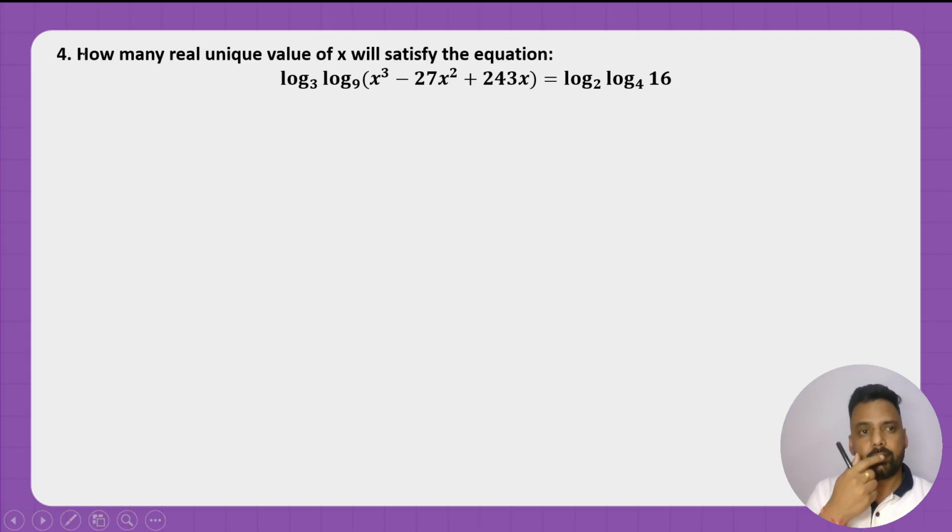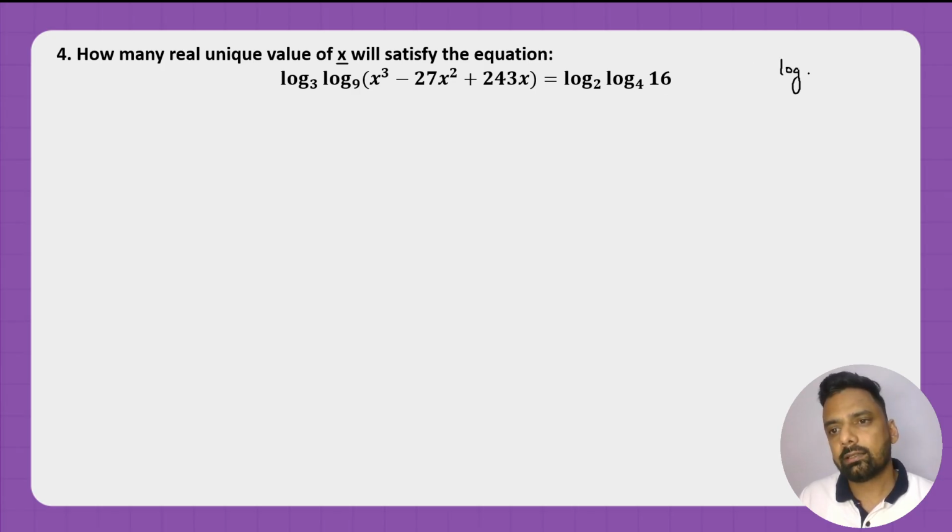Let's see the next question, guys. How many real and unique values of x will satisfy the equation? This is the equation. On the right hand side we have log 2 of log 16 on base 4. So log 16 on base 4, we can directly find its value. That is going to be 2, because what power of 4 will give me 16? That is 2, right?